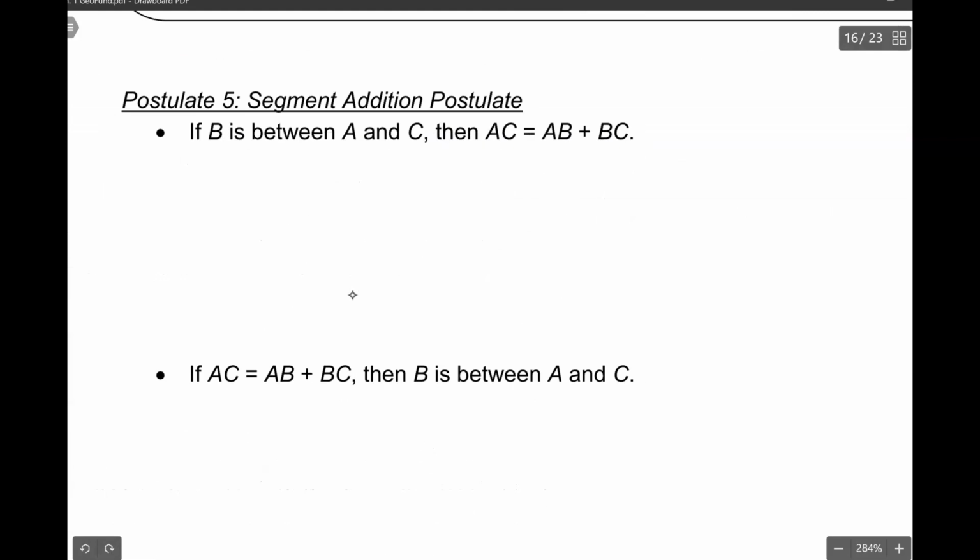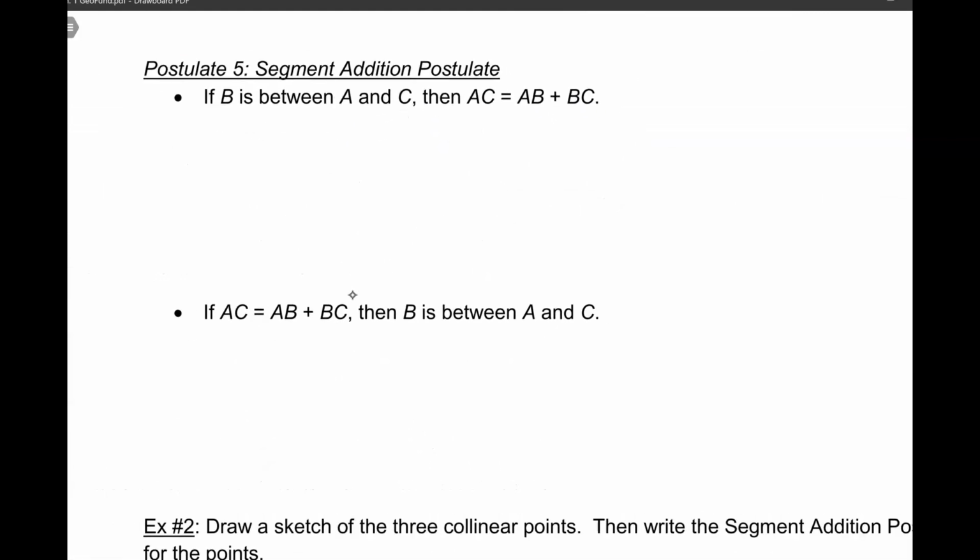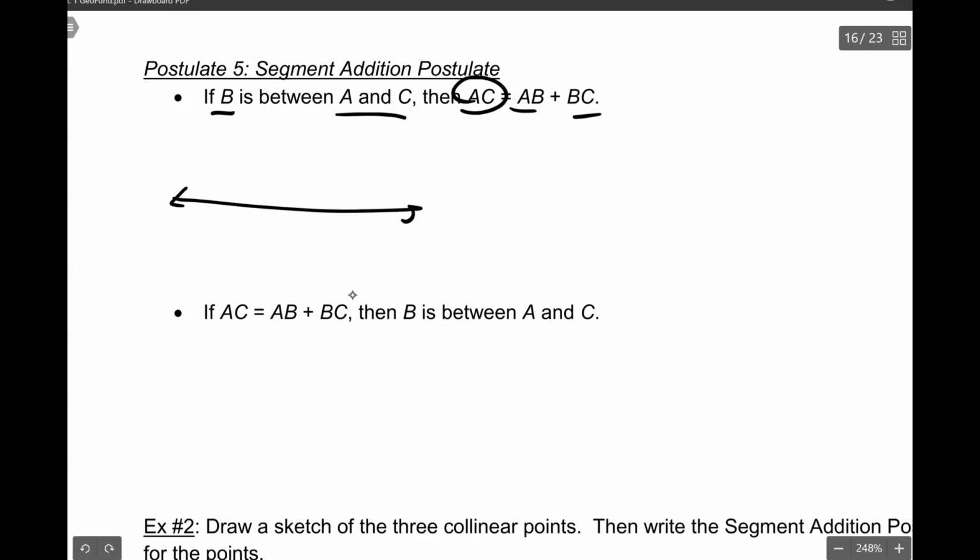All right, so segment 5, the segment addition postulate. If B is between A and C, then the whole thing, A to C, is just the sum of its parts. So let's show this. This is point A, this is B, this is C. All right, so B is between them, right? So if I want AC, the whole length is going to be equal to AB, so this part, plus BC.